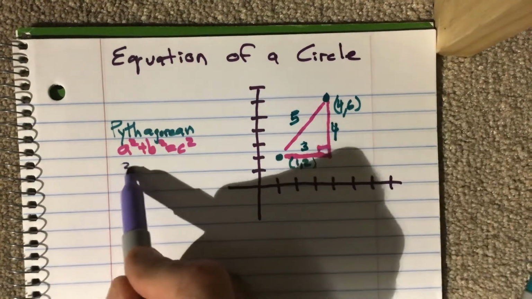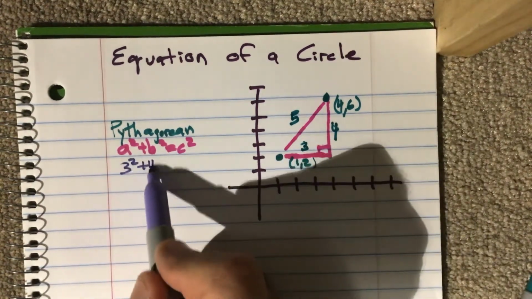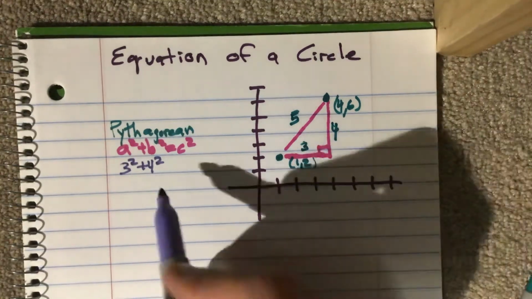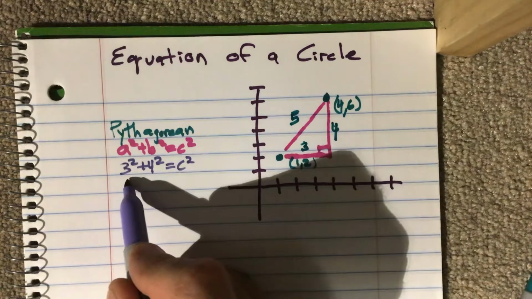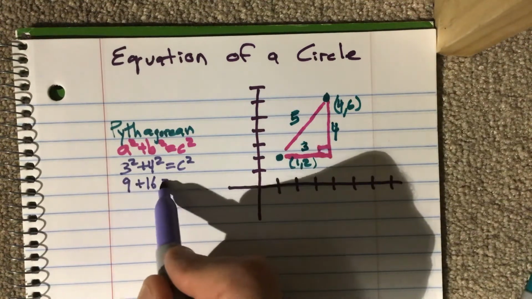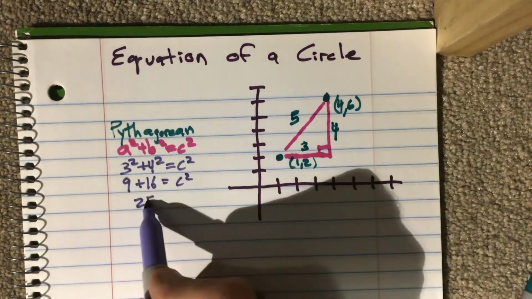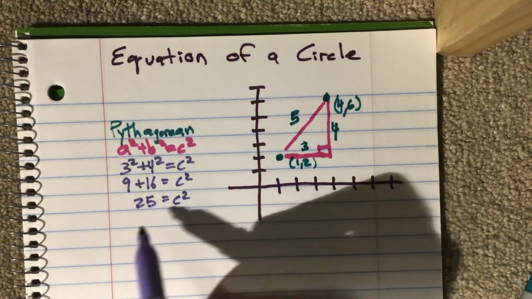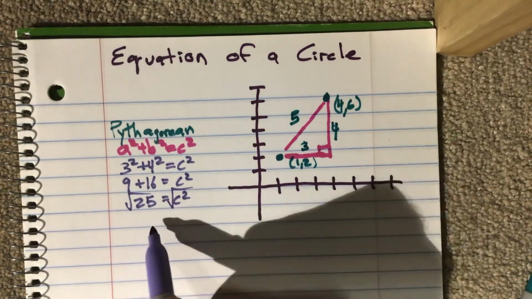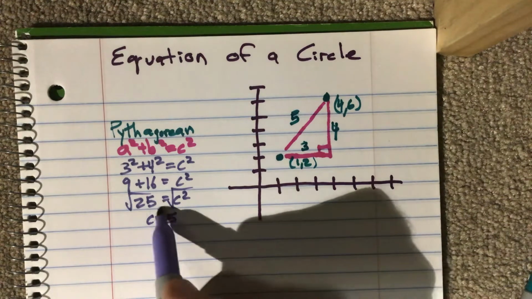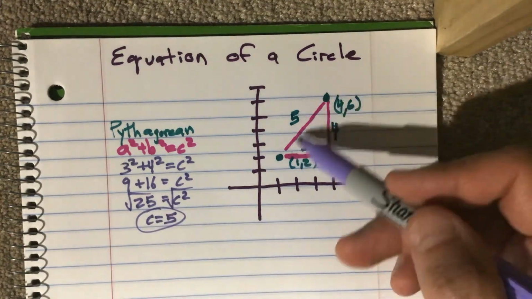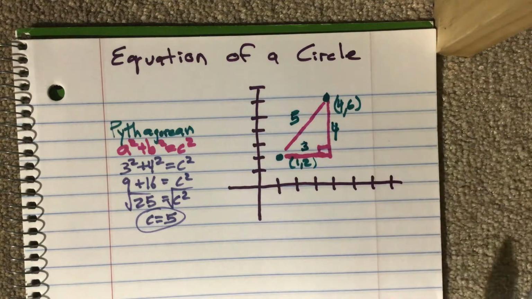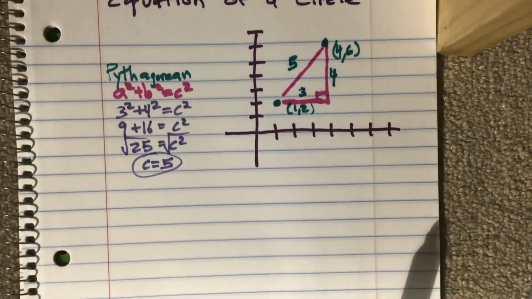So we have 3 squared plus 4 squared, that's the legs, equals c squared. So we're looking for the hypotenuse. That's 9 plus 16, which is 25. We take the square root of both sides, and so c equals 5. And 5 is the length of the hypotenuse, right? Which we knew already because this is a 3, 4, 5. Okay, so that's the Pythagorean theorem.